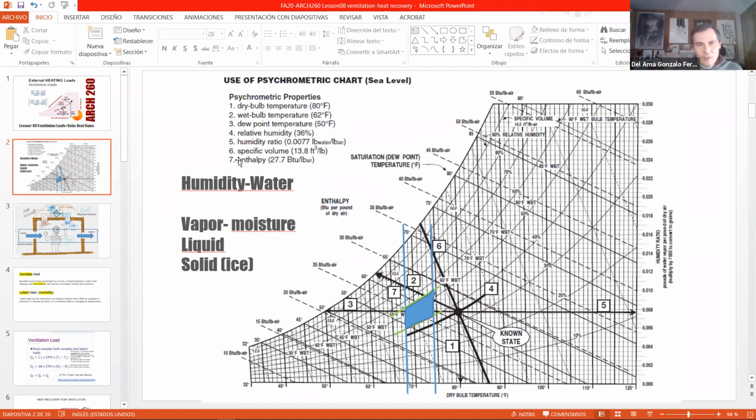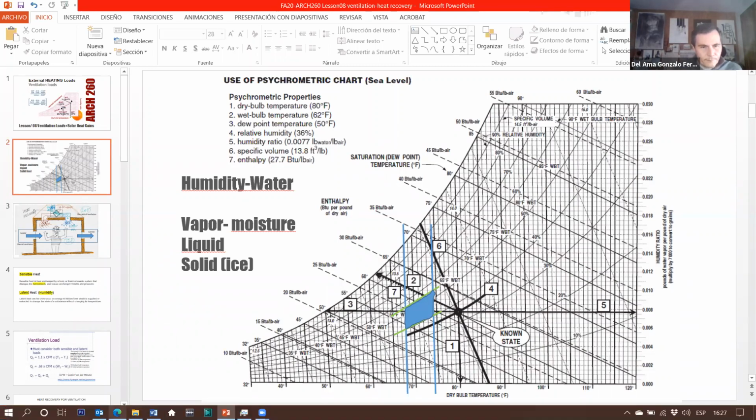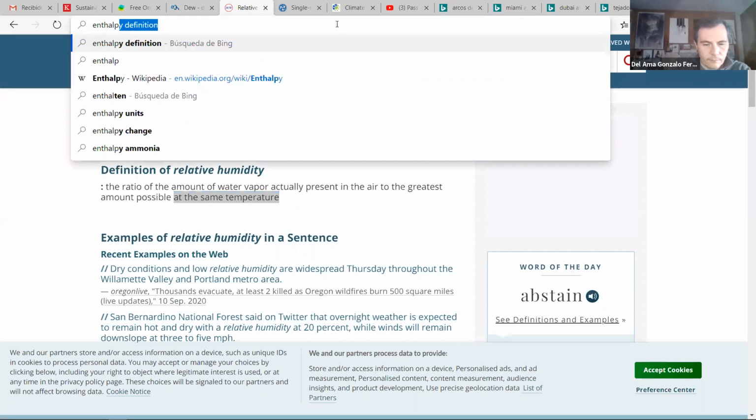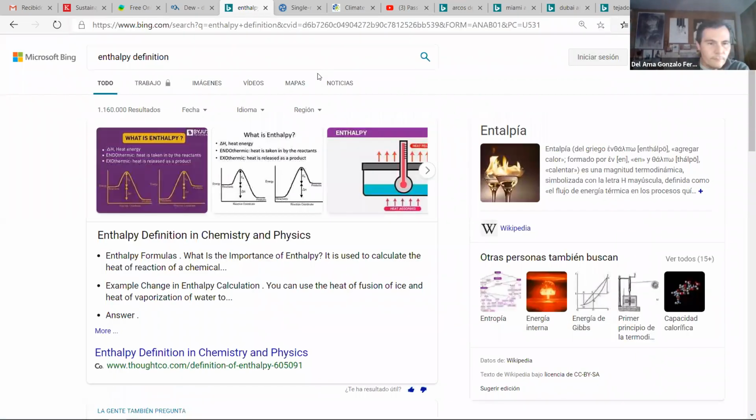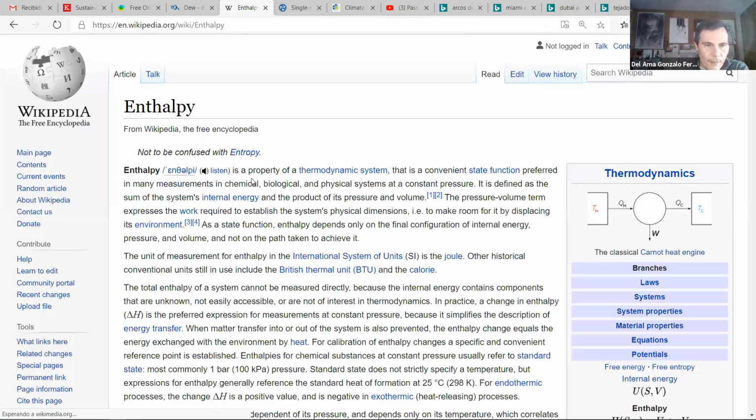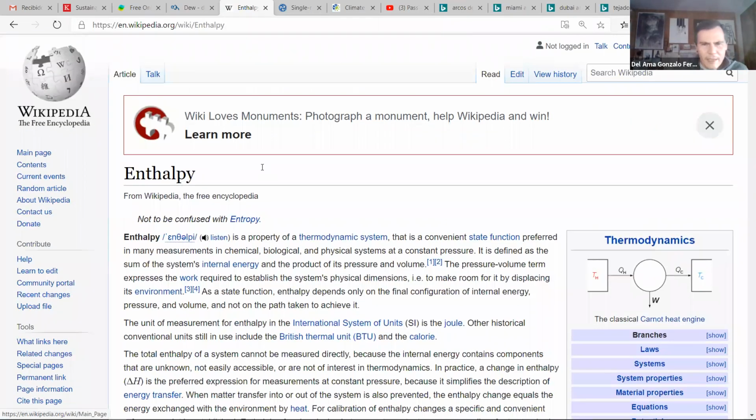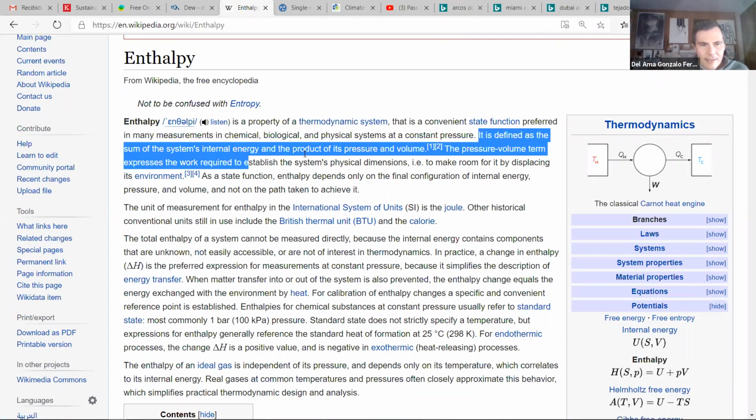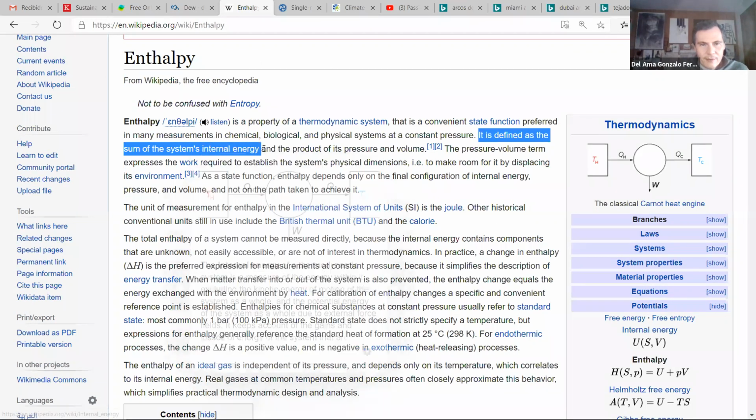And finally, the most interesting concept here is the concept of enthalpy. I don't know if this is the first time you have heard of enthalpy. Let's use Wikipedia for the definition. It is defined as the sum of the system's internal energy. So it's the internal energy of a system.